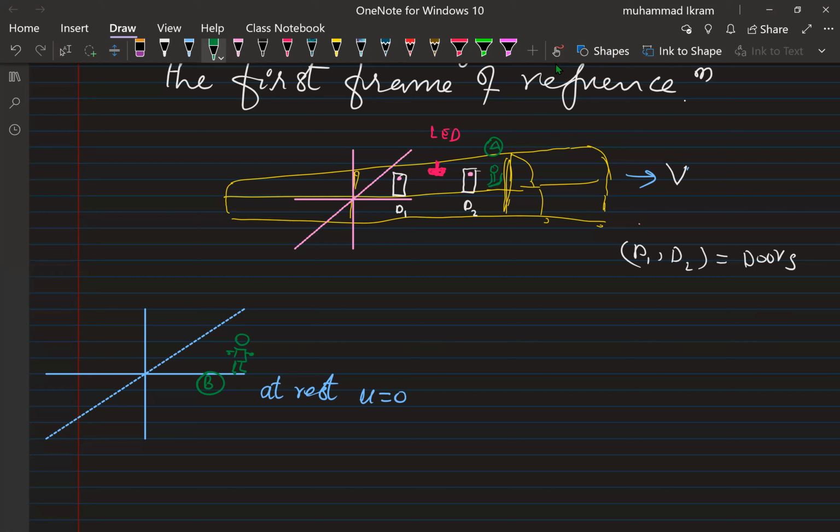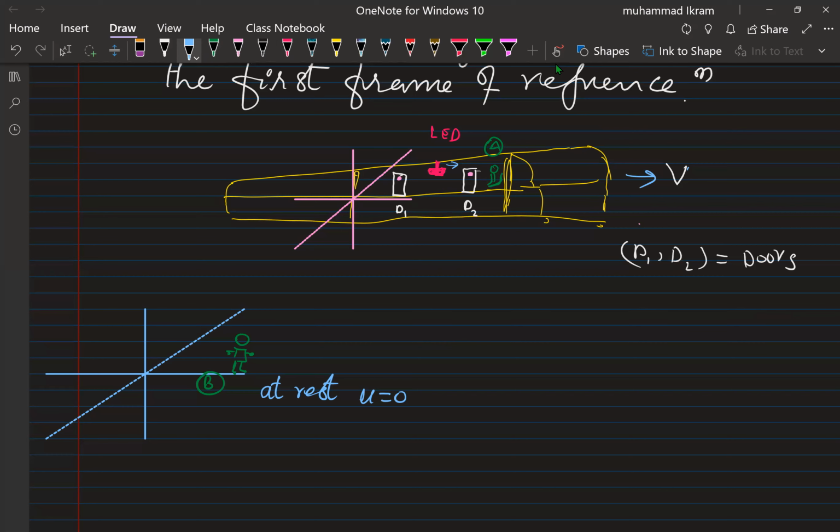For B, the light source is traveling in this direction, so it is moving away from the door D1. So for observer B, the door D1 will open at a time later than the door D2. The door D1 will open when the door D2 has already opened. So you see that they will notice two different things. This is known as simultaneity.